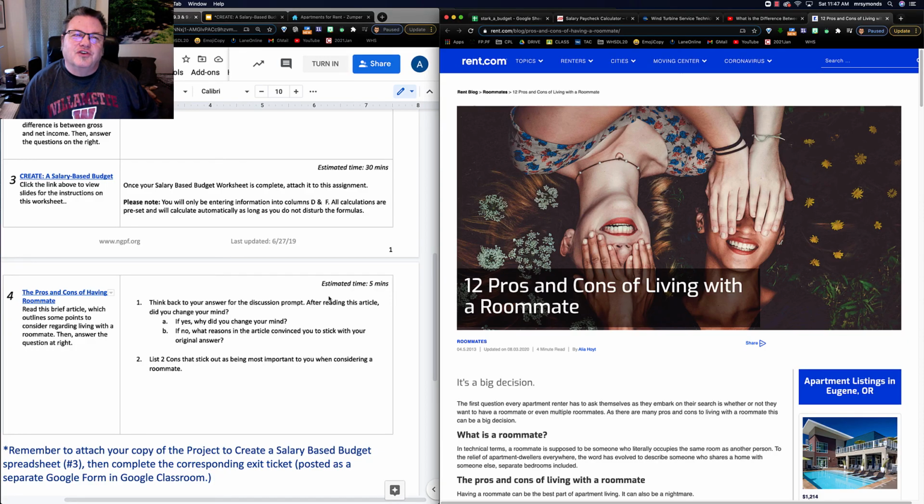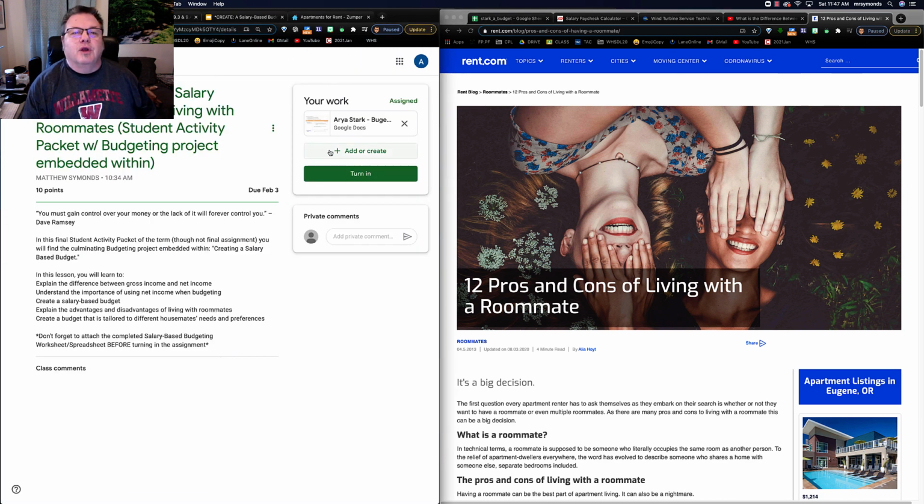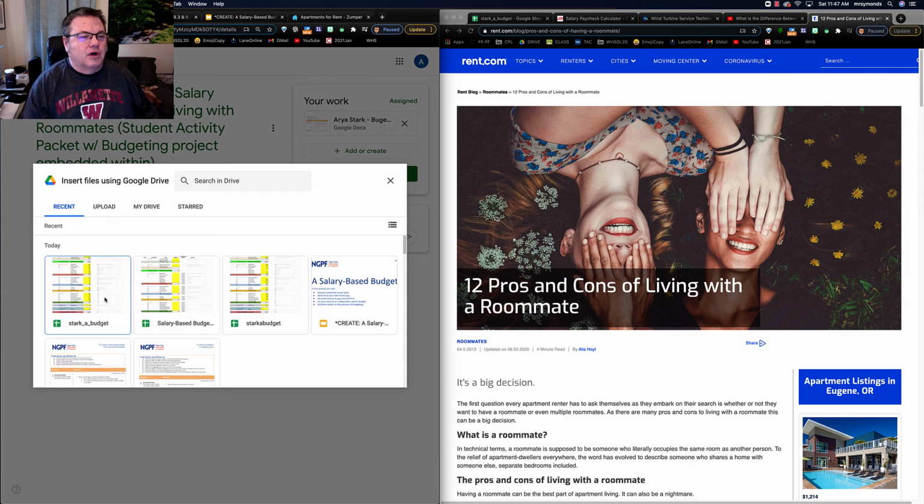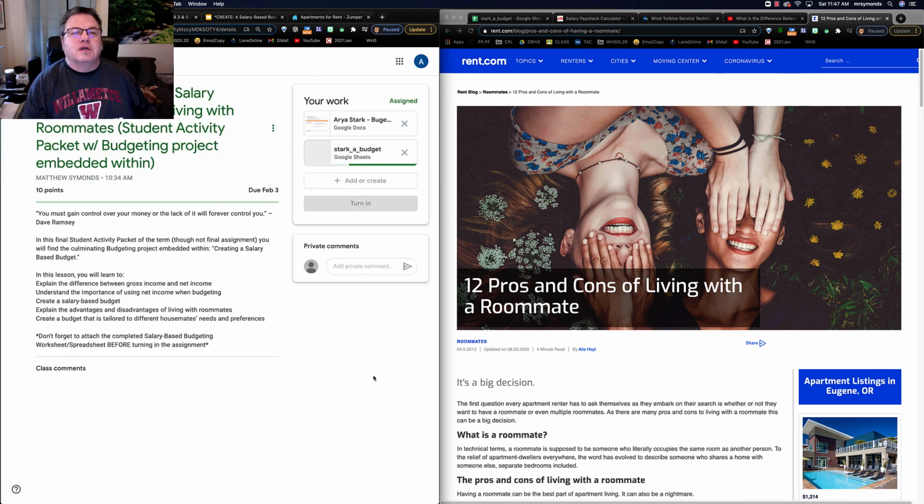I'm going to tack on just a quick reminder about how to hand in the additional spreadsheet that you made, because it needs to be handed in with this. So we go to add or create on the assignment, go to your Google Drive, and it should be the budget right there, the one that we made, and insert that. Make sure to turn this in with the packet for today, all right?